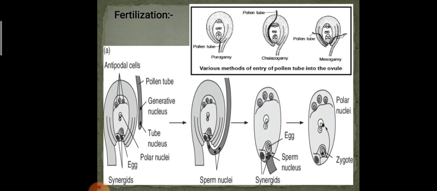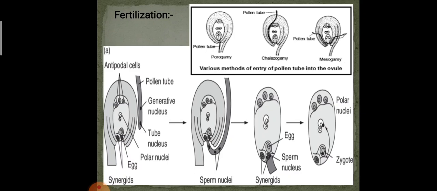Because of the tube nucleus and filiform apparatus interaction, hydrolytic enzymes become active and the pollen tube bursts. When the pollen tube bursts, the tube nucleus degenerates, and in its presence the male gamete, the sperm, fuses to the egg cell, forming a syngamy. So here syngamy takes place.